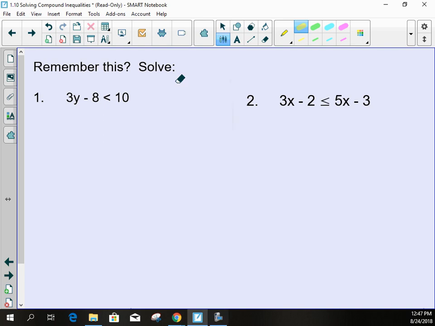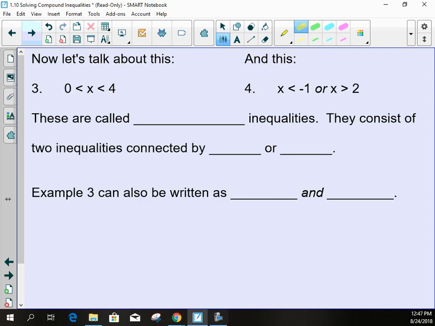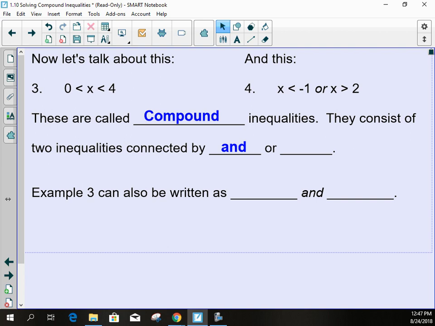Okay, you should know how to solve inequalities. Now we're going to move on to the important stuff. These are called compound inequalities. They're two inequalities connected by an and, or an or. They can also be written, for example, number 3 can be written: x is greater than 3 and x is smaller than 4.